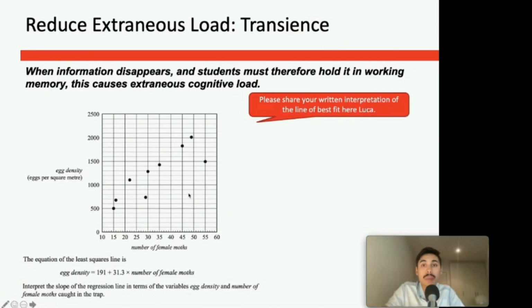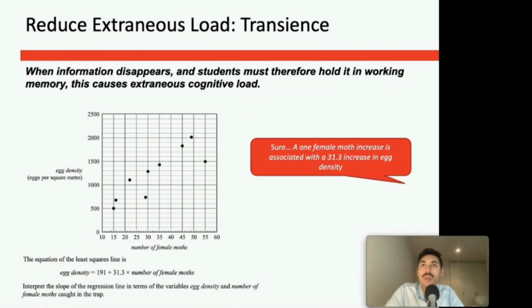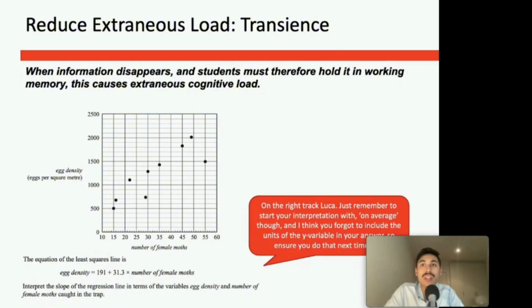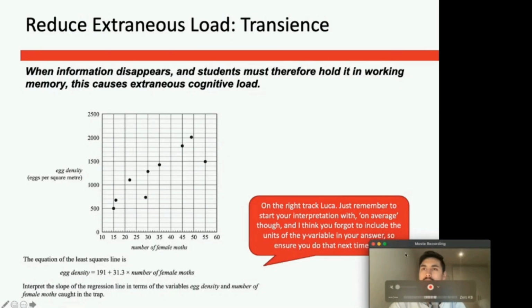I'm going to call on someone to share their answer. So this would be one way to do it. I could just say, please share your written interpretation of the line of best fit here, Luca. And Luca could say, sure, a one female moth increase is associated with a 31.3 increase in egg density. And I could say, on the right track, Luca, just remember to start your interpretation with on average, though. And I think you forgot to include the units of the Y variable in your answer, so ensure that you do that next time too.